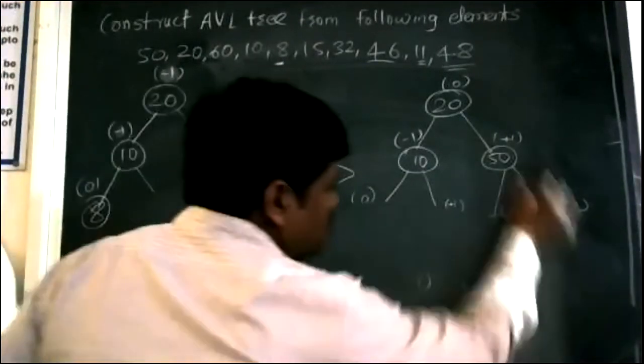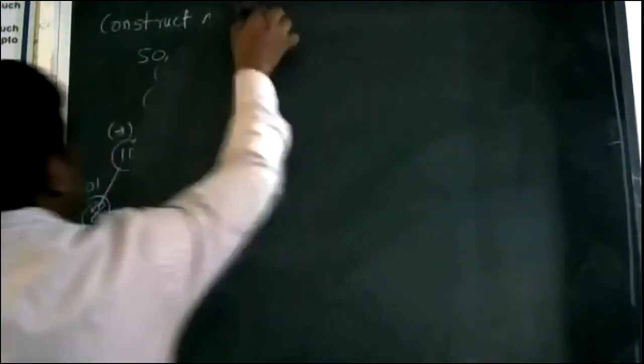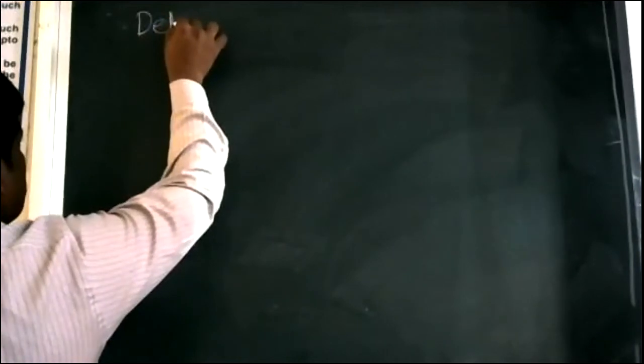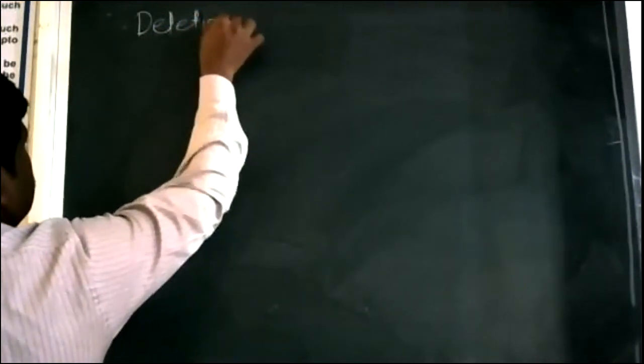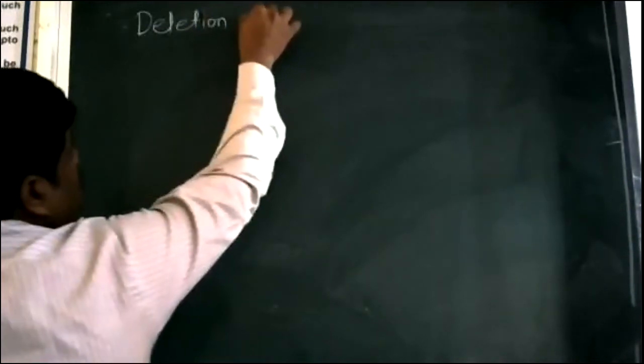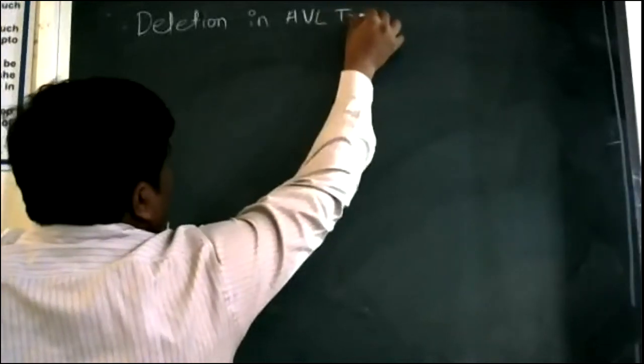So the next step is, now I will explain how to delete elements in the AVL tree, and the same thing you need to apply for the next example. So deletion in AVL tree.